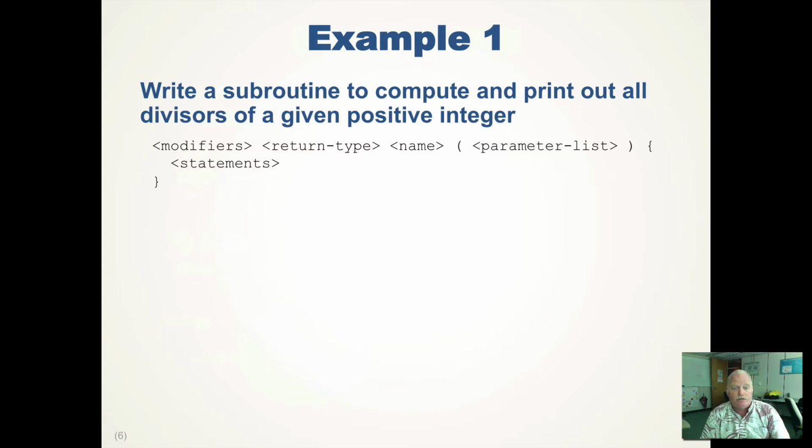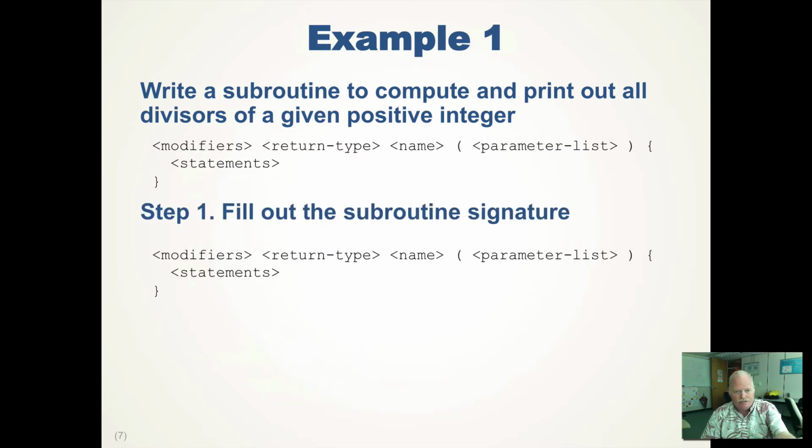So we have the task of writing a subroutine to compute and print out all the divisors of a given positive integer. So we have our step one, fill out the subroutine signature. I have the signature here, which is up above. So we have the modifiers, the return type, the name, the parameter list, and then the statements. So what are the modifiers for a subroutine to compute and print out all the divisors? So far we've talked about static. We're going to continue to use static subroutines.